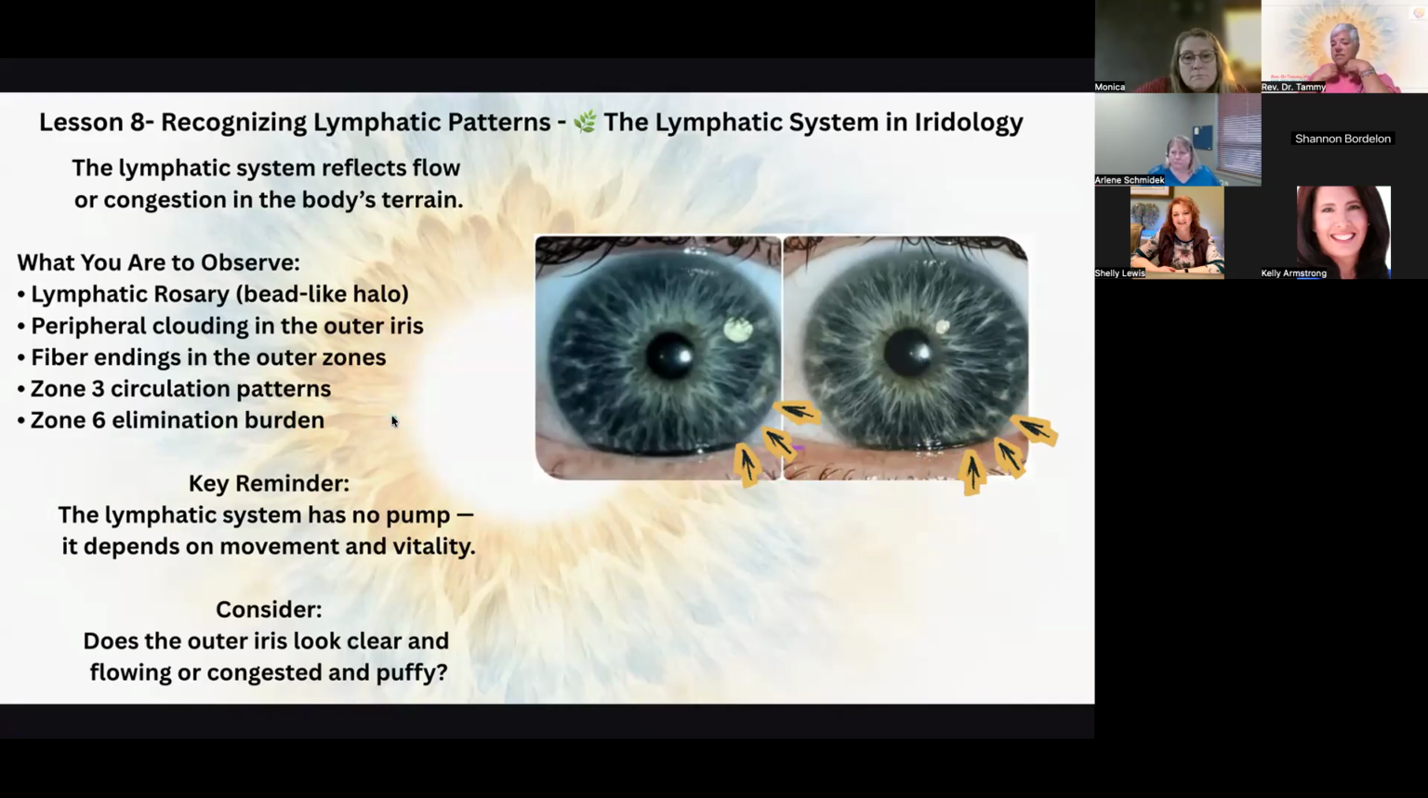Remember, with the lymphatic system, you are the pump. If you're not moving, and if you're not pounding on yourself in the morning, that's one of the things that I do. I do lymphatic and vagus nerve stuff in the morning.